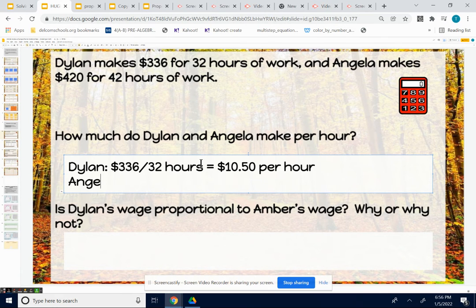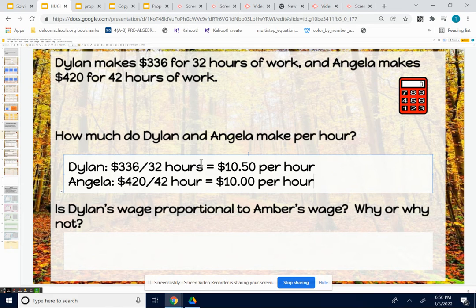And Angela, if she makes $420 in 42 hours, and I want to know dollars per hour, I'm going to take the $420 divided by the 42 hours. That's going to be exactly $10 per hour. So those are the unit rates. That's how much they make per hour.